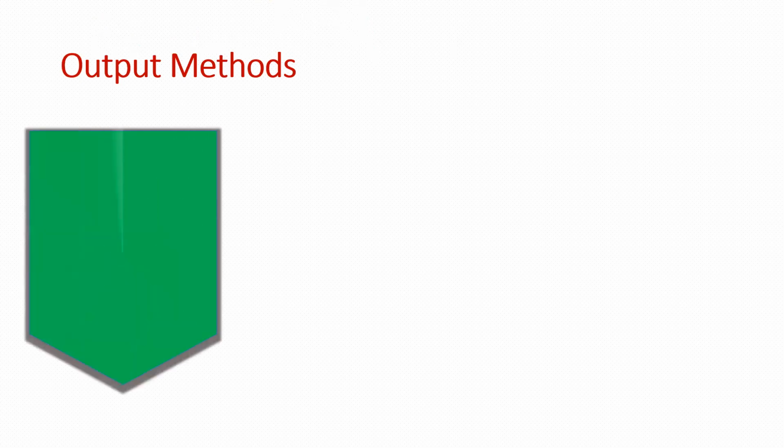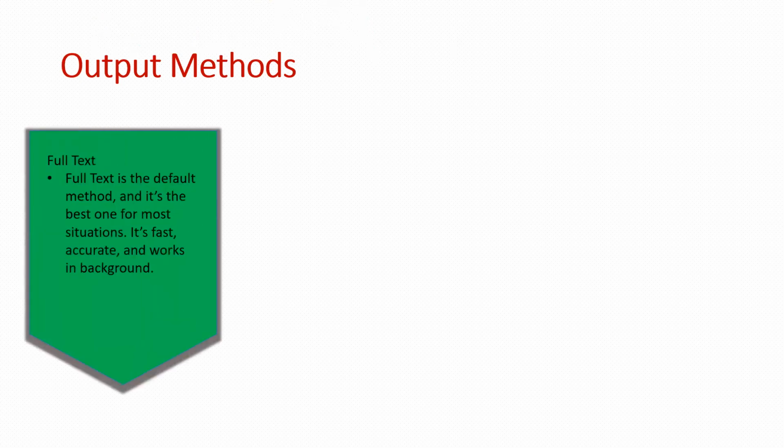Now I will explain the output methods. Output method refers to those activities that enable you to extract data from a specified UI element or document, such as a .pdf file. There are three output methods: one is full text, another is native, and the third is OCR. Full text is the default method and it is the best one for most situations, and it is fast, accurate, and works in the background.